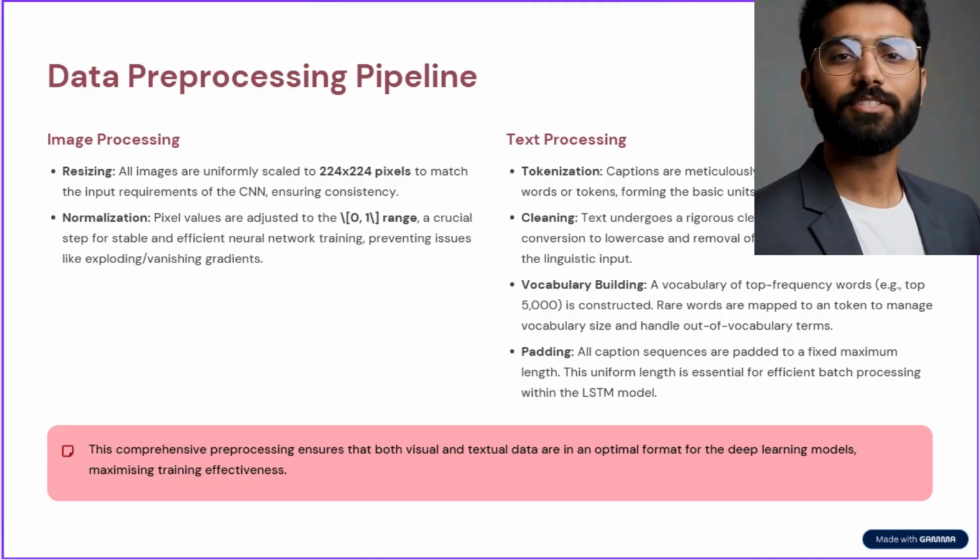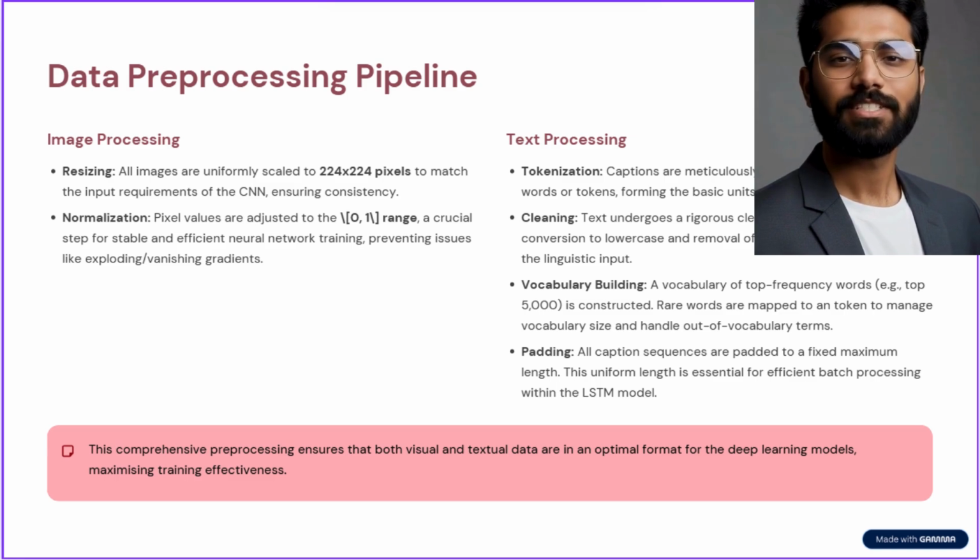As an image passes through the layers of Inception v3, the network identifies progressively more complex features, from simple edges and textures in early layers to complex shapes and objects in deeper layers. The final output of this encoder is a fixed-length embedding vector that represents a compressed summary of the image's entire visual content. For the decoder, we used an LSTM, long short-term memory network.